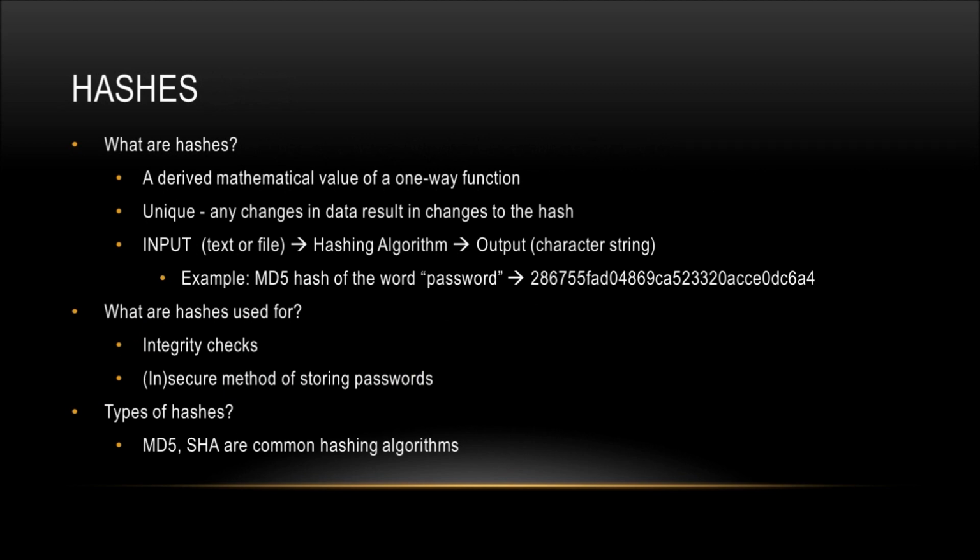Before we begin, we need to develop an understanding of what hashes are. The term hash refers to the mathematical value output by a one-way function, called a hashing algorithm. Each generated hash is unique and depends on the text or file input. Displayed on the screen, you can see an example process of hashing a text file, and an MD5 hash value generated for the text password. Any change to the input would result in a change to the hash value output by the one-way function.